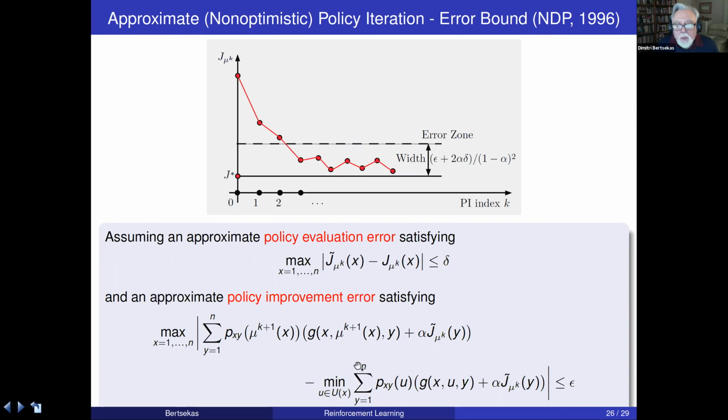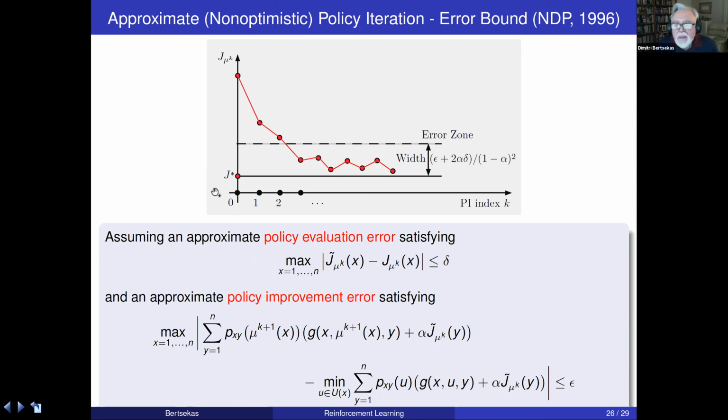Suppose now that we obtain the new policy, not by exact minimization, but by minimization that's accurate within epsilon across states. So there are two approximation errors here. Delta quantifies the error in policy evaluation. Epsilon quantifies the errors in policy improvement. And what you can show is an error bound like this. And now I'm going to explain this and what it means as a practical matter.